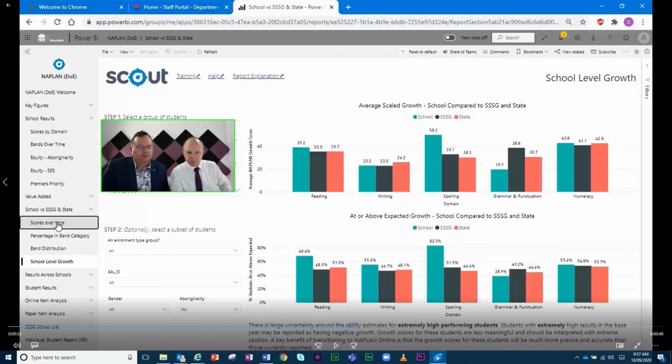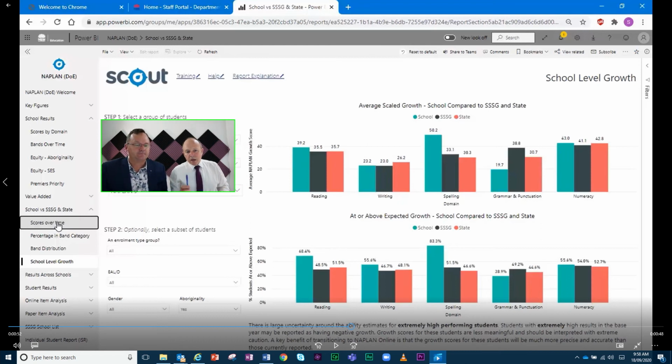When you go down and look at the percentage getting above expected growth, again, the results there are quite stunning. When you look at reading, writing, spelling, numeracy, they're well above, and that's a school that's delivering on the Aboriginal education policy and closing that disparity gap.